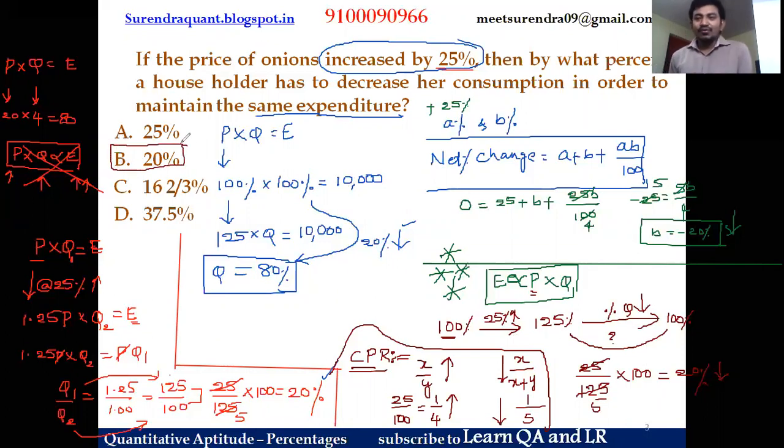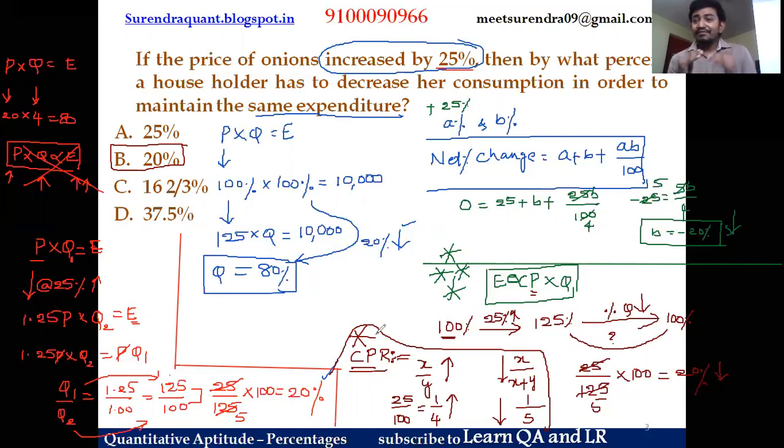Even that way also you can tell the answer very quickly. But this model doesn't work. This constant product ratio doesn't work if the family spends some extra expenditure. So that's the reason I gave least priority to this model. But sometimes if expenditure remains the same, constant product ratio is the best method. So I will make a separate video on constant product ratio in the next lesson.